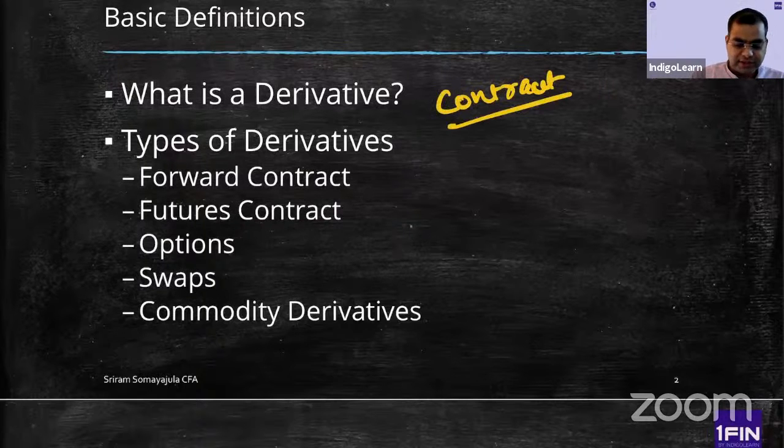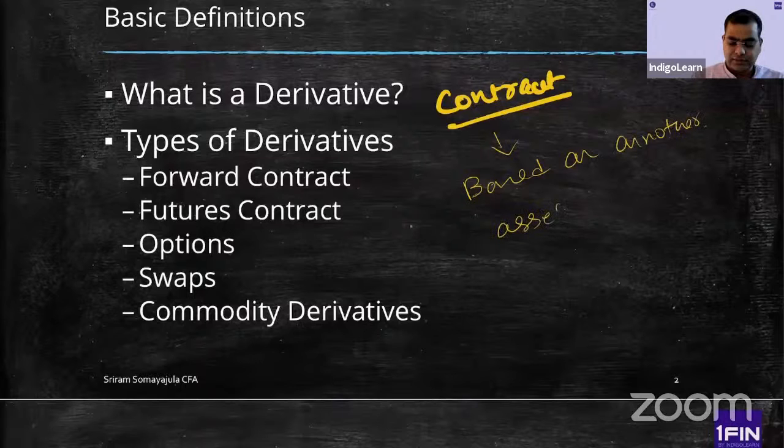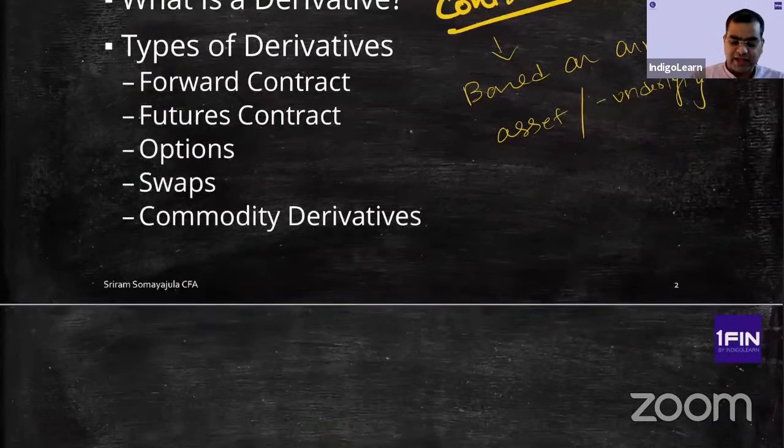A derivative is a contract. But what kind of contract? It is a contract which is based on another asset, which is called the underlying, and it derives its value from this.